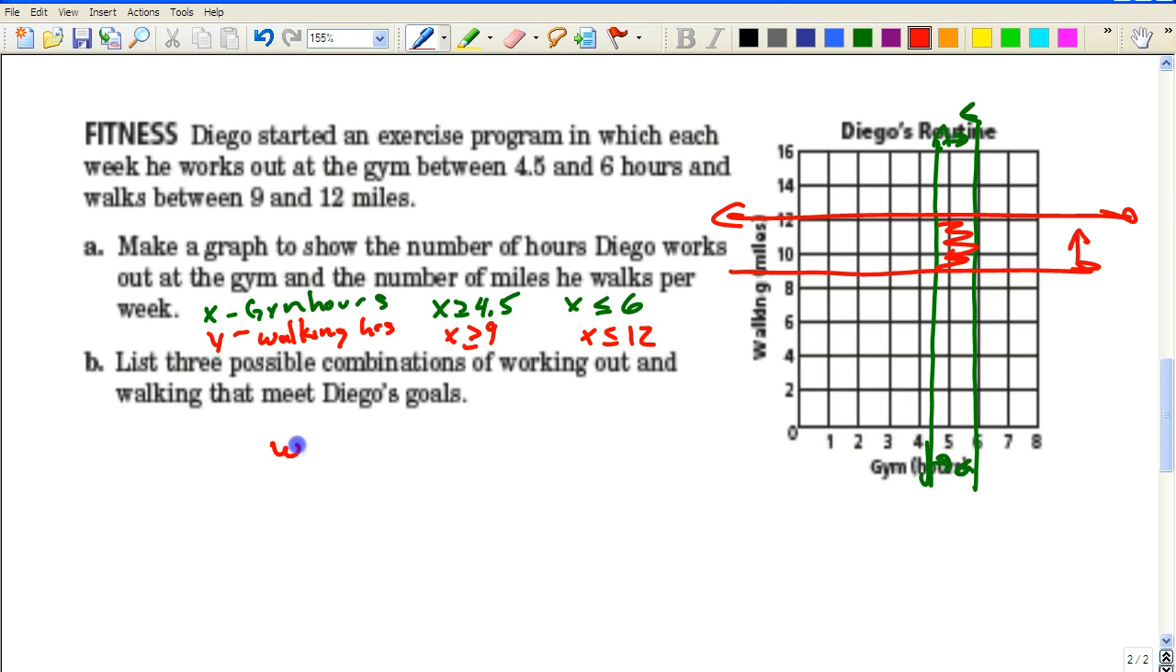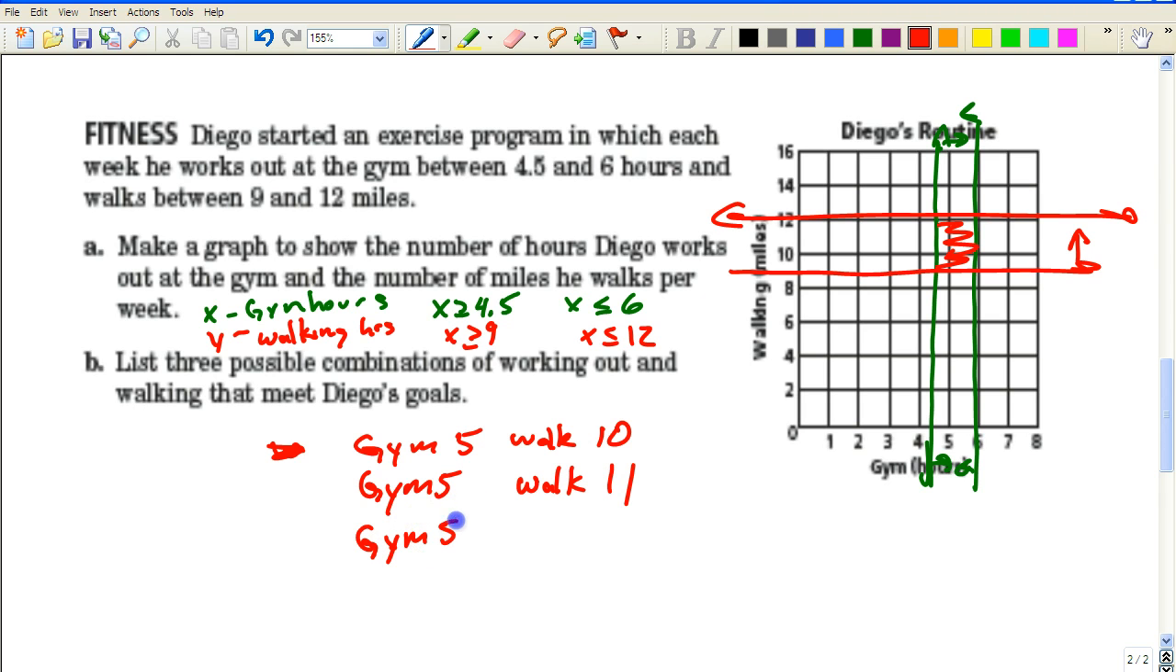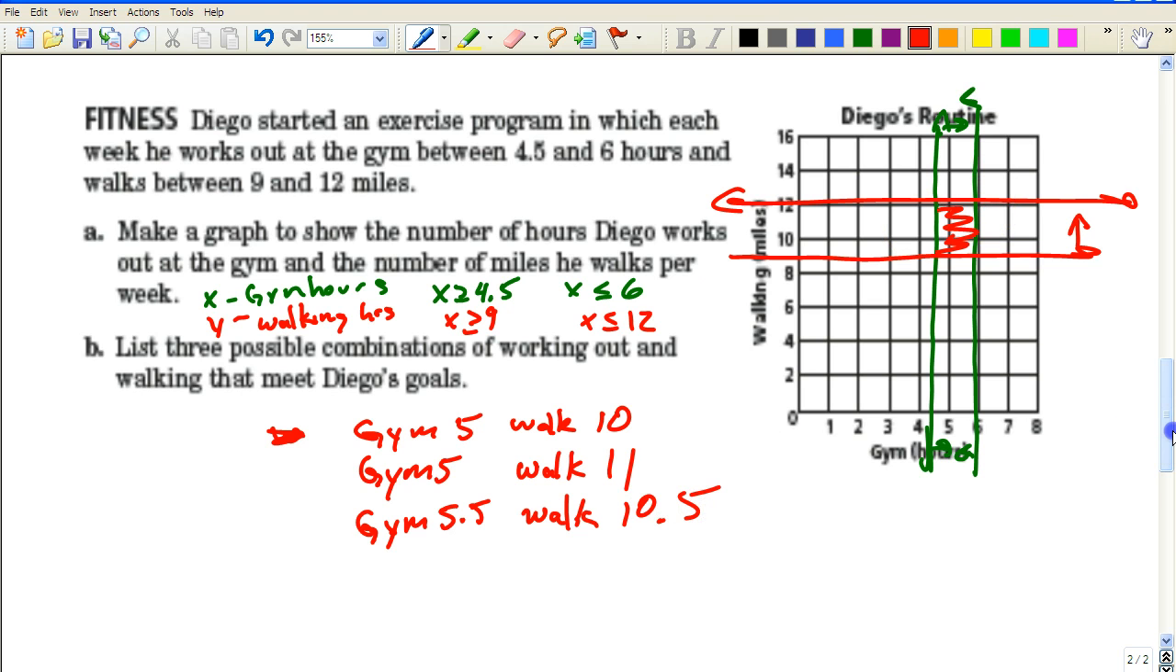We could gym for 5 hours and walk for 10. We could gym for 5 hours and walk for 11. We could gym for 5.5 hours and walk for 10.5. Those all fall within the shaded region.